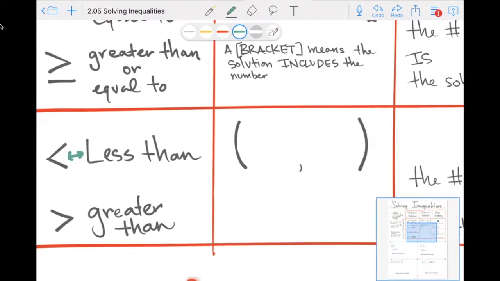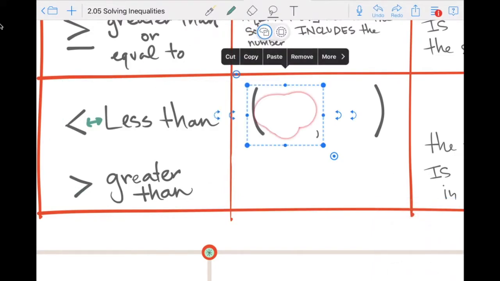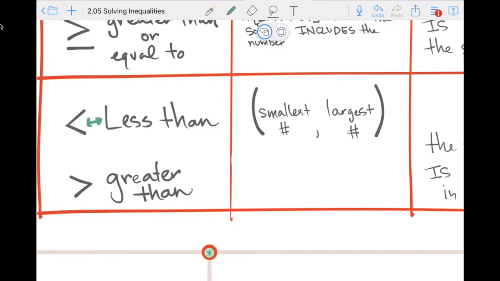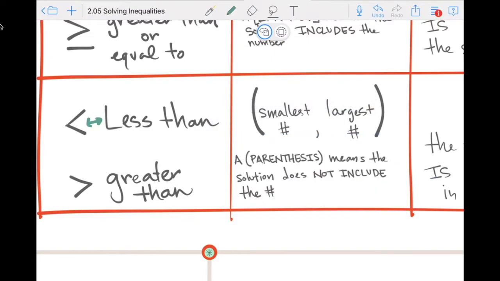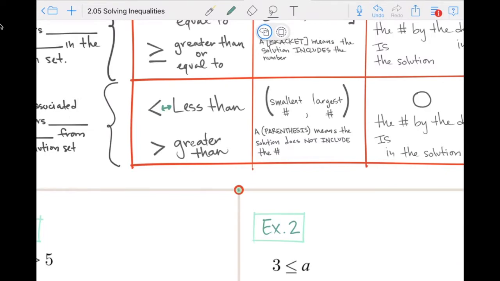Now let's go down to the parentheses. Again, it's intentionally grouped with the less than and greater than sign. So again, you're going to have parentheses or brackets or combination, and you're going to have the smallest number associated with the solution and the largest number associated with the solution. If you have a parenthesis, that means that the solution does not include the number that's next to the parenthesis. So let's just say that right next to this parenthesis, there's 25. What that means is that 25 is not included in the solution, but 25 is the largest, like it's the top part of the solution. So it would be something that was all the numbers less than 25 but not equal to 25.